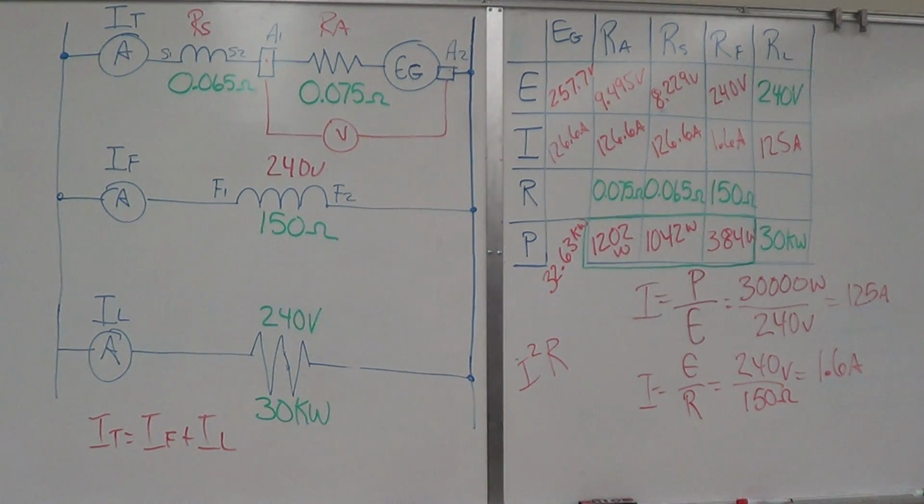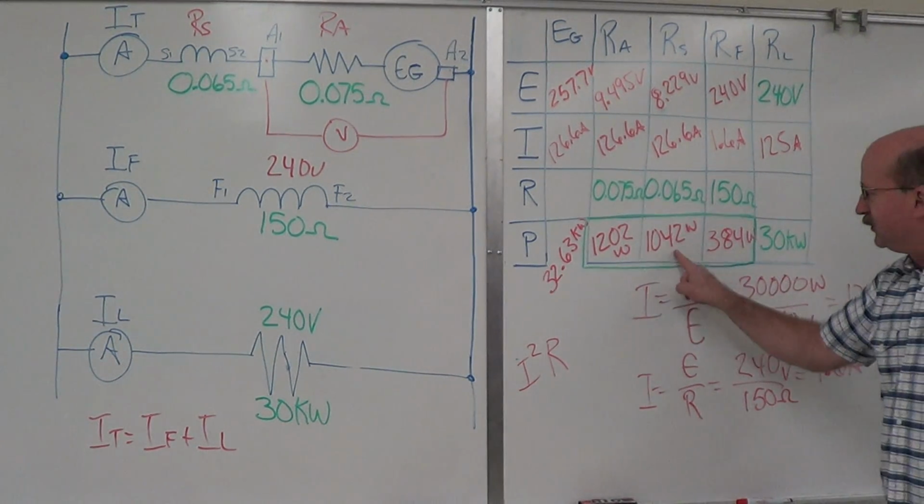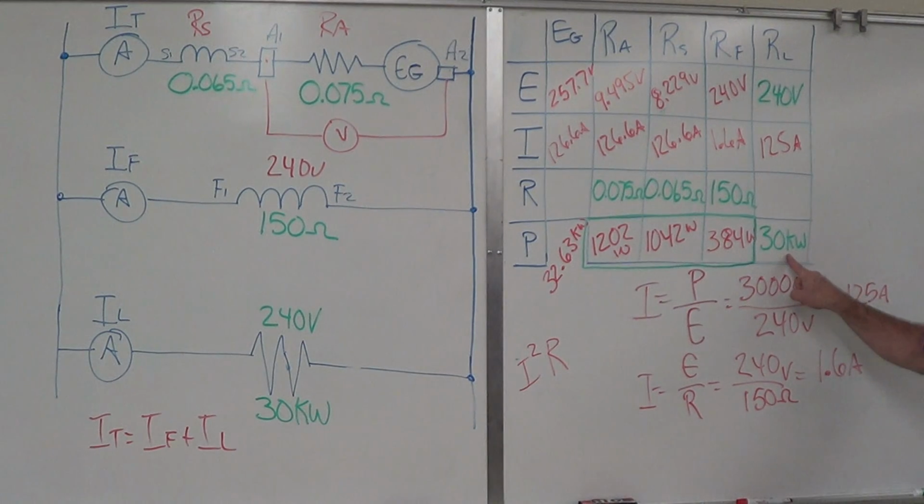How come you don't have the last one? I don't add the last one here because that's going to the load. That's my useful work. That's the good stuff. But I have to generate this in order to get this.